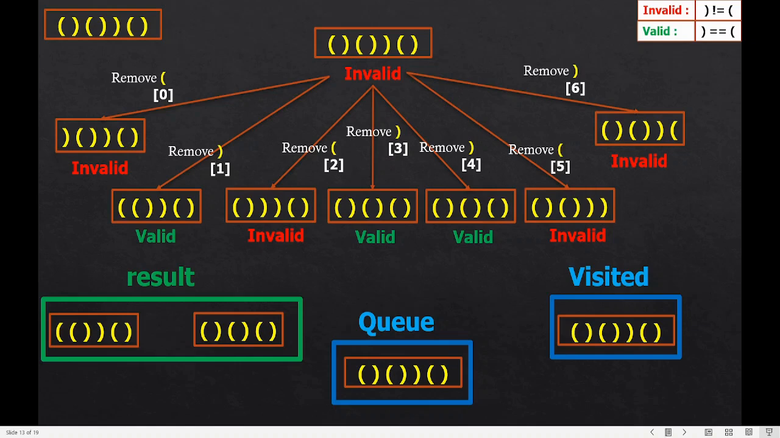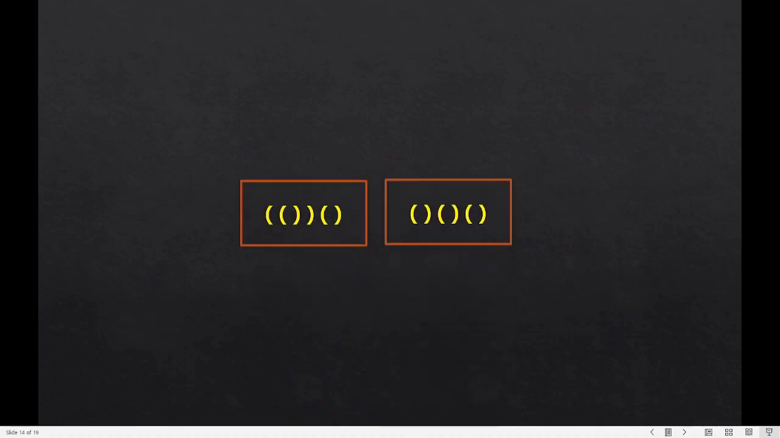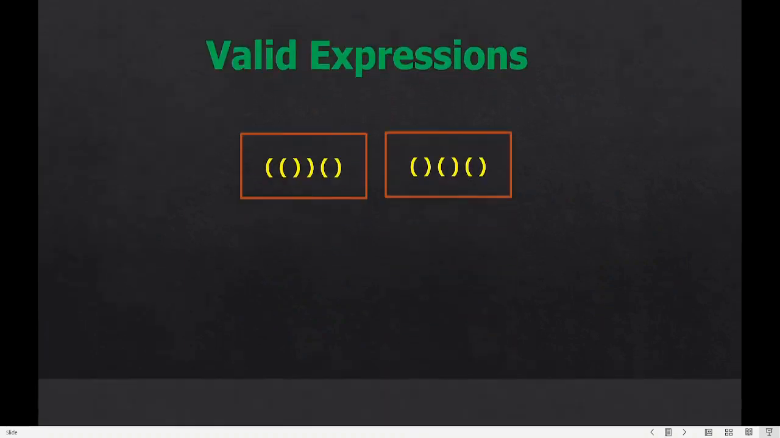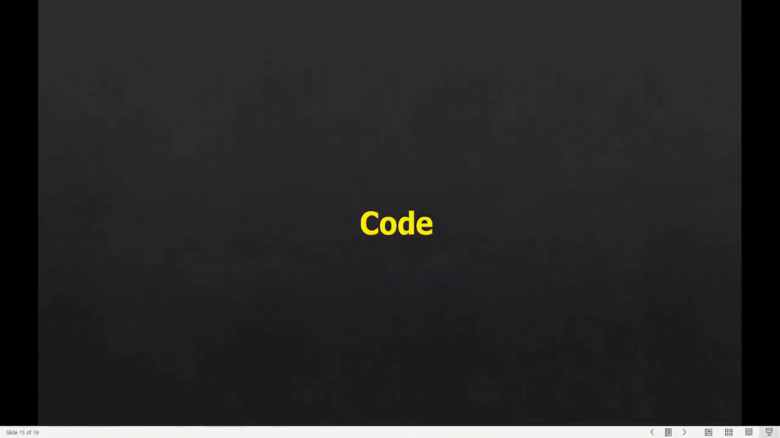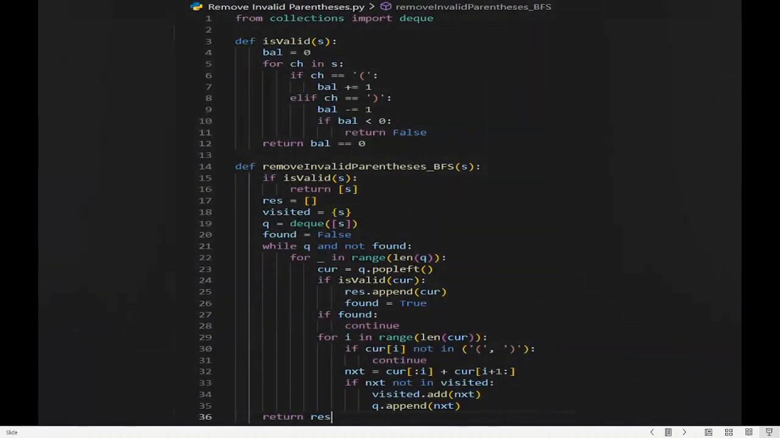So we are not going into much depth of this tree. Now this and this, these are the two valid expressions we have obtained out of the previous invalid expression. Now let us take a look at the code. We will use a double-ended queue from the collections module that is provided in Python.